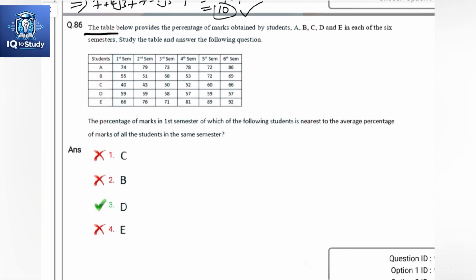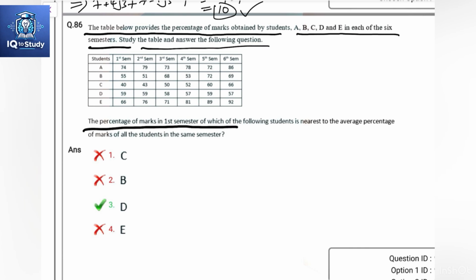The table below provides the percentage of marks obtained by students A, B, C, D and E in each of 6 semesters. Study the table and answer the following questions. The percentage of marks in first semester of which of the following students is nearest to the average percentage of marks of all students in the same semester?